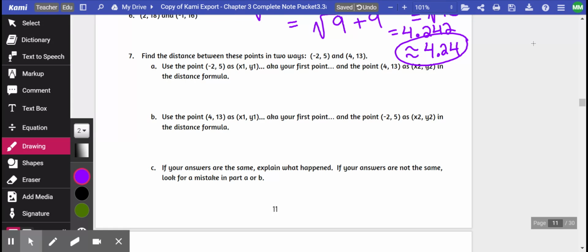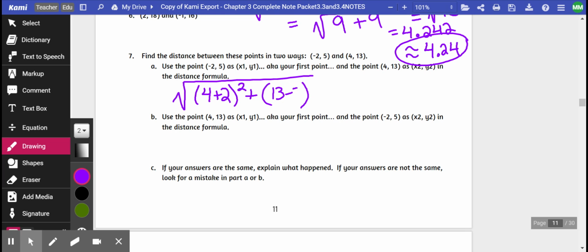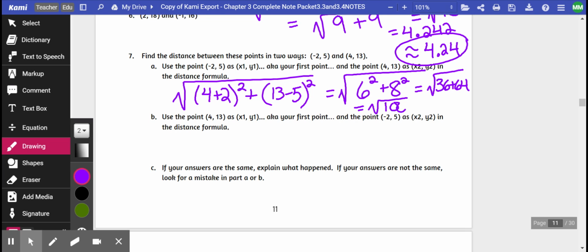For number 7, it wants us to find it in 2 different ways and see if it changes how we get our answer. So let's go ahead and use this point as our x1, y1, and this point as our x2, y2, and see if it changes anything. So I'm going to have 4 plus 2 because of subtracting a negative. And then for the second parentheses, I'm going to get 13 minus 5. Okay, so we have 6 squared plus 8 squared. So we get 36 plus 64, which is 100. And if you take the square root of it, you get 10.